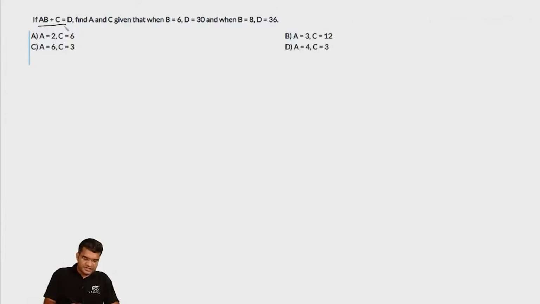In this question, we are told that AB plus C is equal to D, and we are required to calculate the value of A and C when we are told that when B is 6, D is 30, and when B is 8, D is 36. Let us first understand the equation. The equation is AB plus C is equal to D.